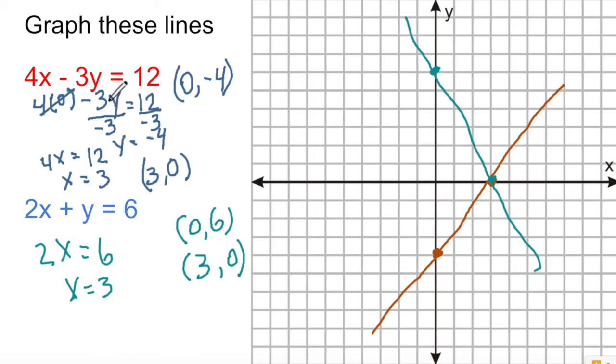We can find the x-intercept and the y-intercept of each line by putting in a 0 for x to find the y-intercept and put in a 0 for y to find the x-intercept. And then we plot those 2 points and connect them with the line.